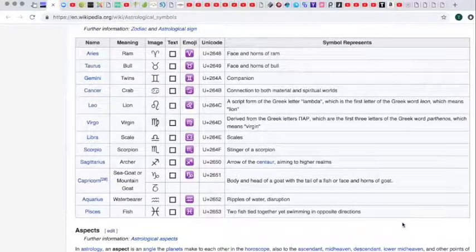But the other thing about the signs is that they correspond to the time of year that the sun is in that sign in the northern hemisphere. Now, it's interesting because someone born in the southern hemisphere is not going to be born in that same season. So I'm born in Aries in the southern hemisphere. Everybody born in Aries in the northern hemisphere is born in the springtime, just after the spring equinox. I was born in the fall.